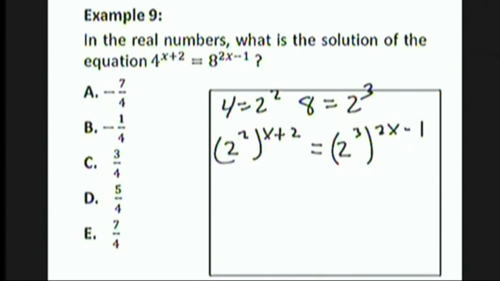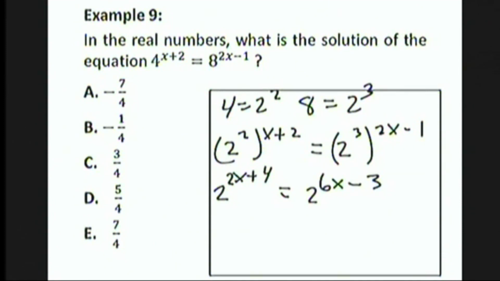Now we use the property of exponents that we learned before of raising a power to a power. This allows us to multiply the powers. So we get 2 to the 2x plus 4. Note that when we multiply 2 times x plus 2, we need to distribute. We get 2x plus 4, not 2x plus 2. Same thing on the right, we get 2 to the 6x minus 3.